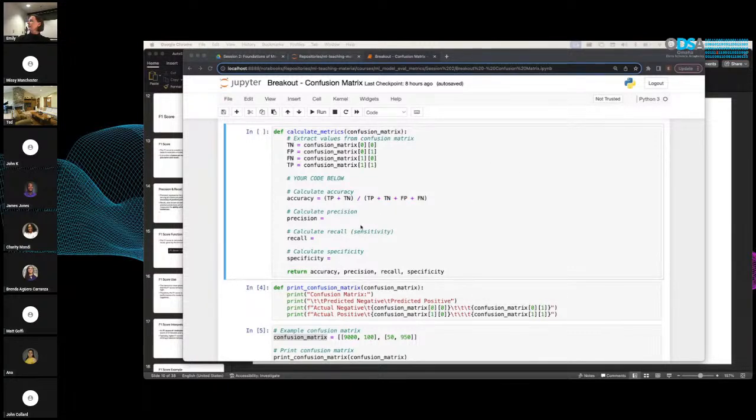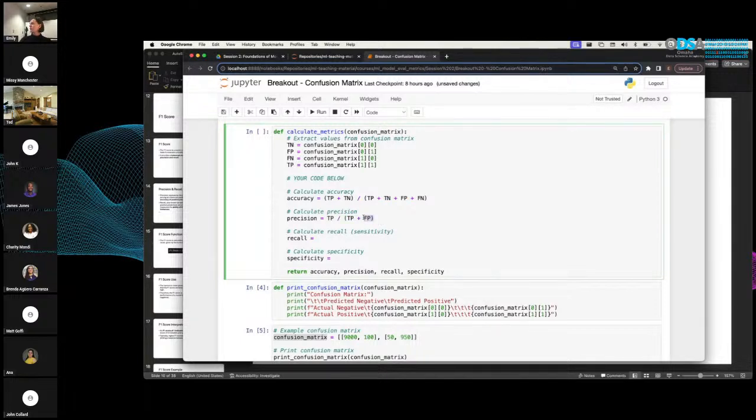Excellent, thank you, Matt. Got Matt's answer here. We have precision, which is our true positives over our true positives plus our false positives. How many did we predict as positive that were actually positive out of true positives and false positives? Yes, out of all the ones that we predicted to be positive.